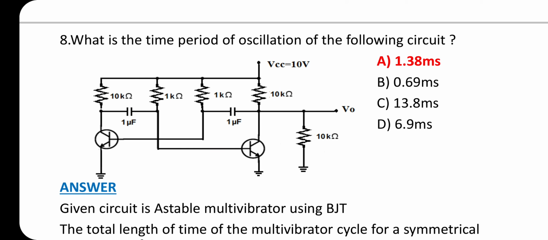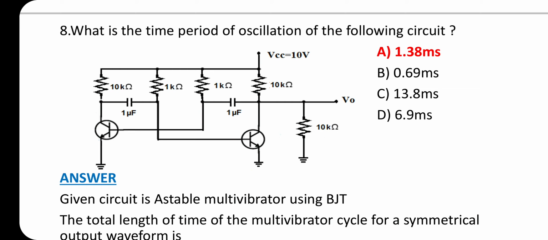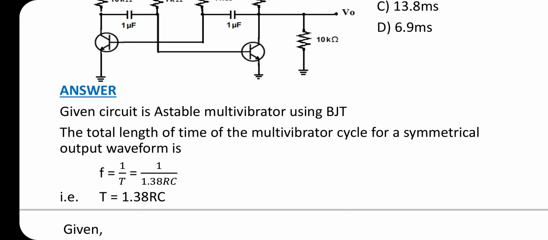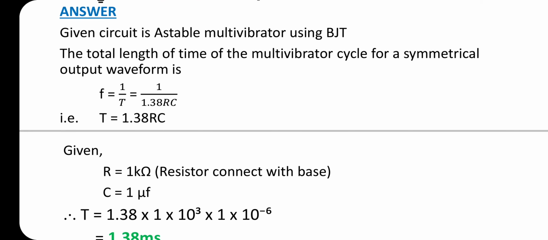Question number 8. What is the time period of oscillation of the following circuit? Option A, 1.38 millisecond is the correct answer. Given circuit is adjustable multivibrator using BJT. The total length of time of the multivibrator cycle for a symmetrical output waveform is F equal to 1 by T, which is equal to 1 by 1.38 RC. Therefore, time period equal to 1.38 RC.